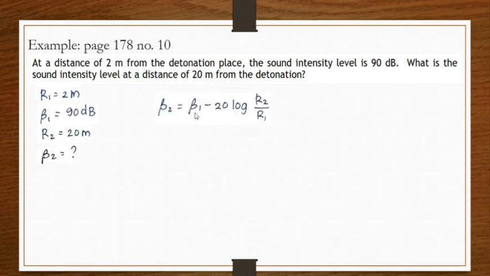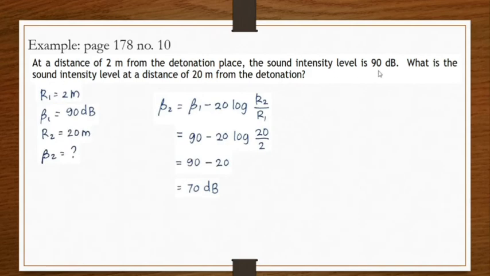Beta 2 equals beta 1 minus 20 times the log of R2 over R1. Beta 1 is 90 decibels, R2 is 20, R1 is 2. So this is 20 times the log of 10. It is equal to 20. So 90 minus 20 is equal to 70 decibels. So of course, when it is further away from the detonation place, the sound intensity level heard will be smaller than 90 decibels.